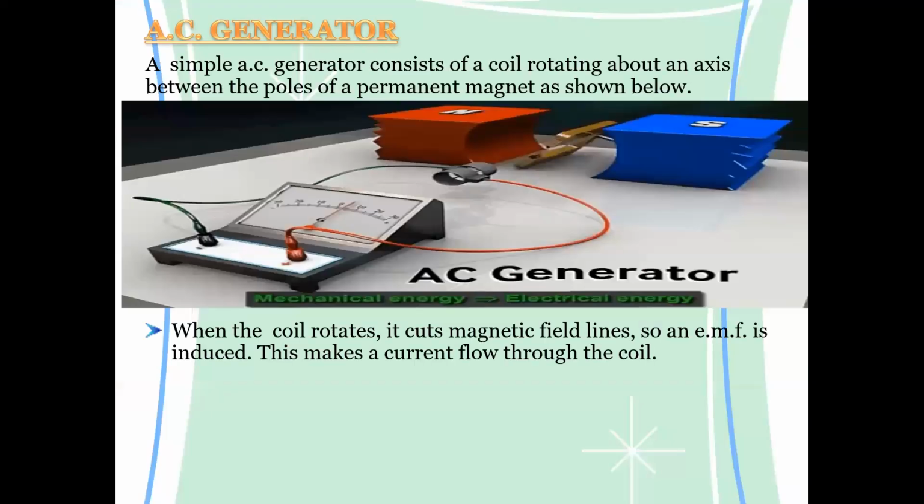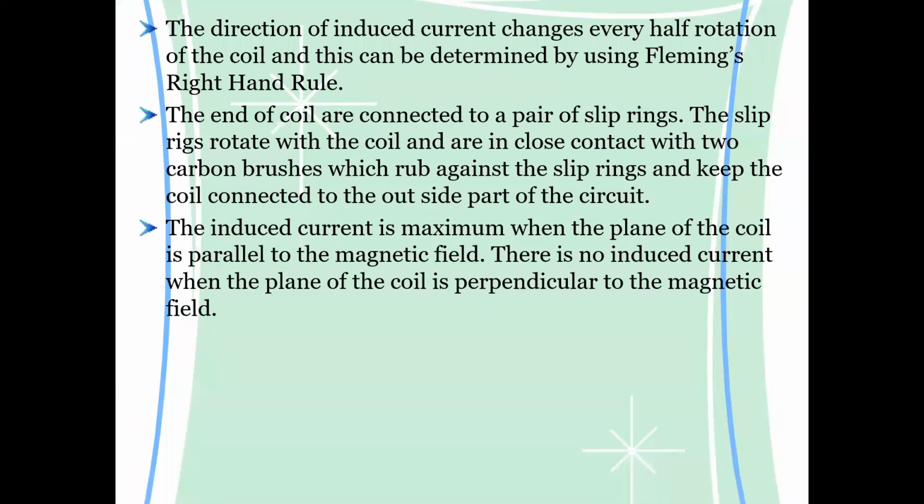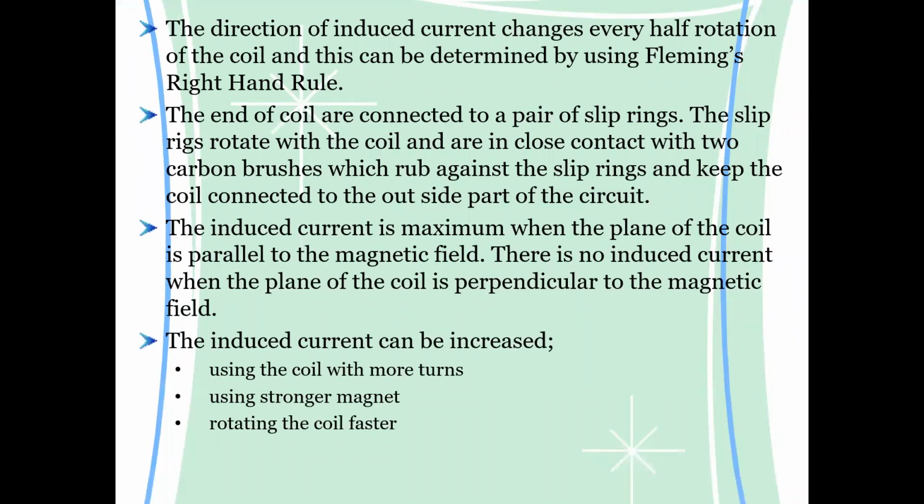So for an AC generator, remember the rule which you will use is Fleming's right hand rule, in which the index finger represents the magnetic field, the thumb represents the motion of the wire, and the second finger represents the direction of induced current. If we want to increase the induced current, what can we do?